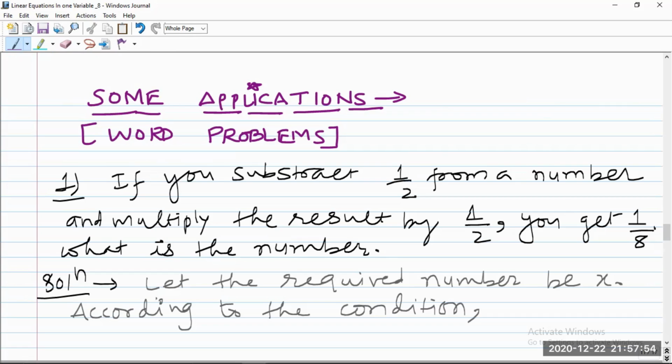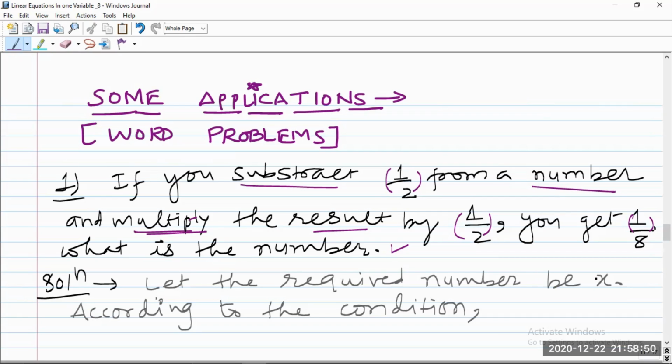The first example given here is, the question will be like this, you can read the sum very carefully to solve such an example. If you subtract 1 by 2 from a number and multiply the result by 1 by 2, you get 1 by 8. So what will be the number? So read the sum carefully. If we subtract 1 by 2 from a number which we don't know, we need to find, and multiply the result, means multiply that subtraction of 1 by 2 from the required number, whatever result we get, that difference is multiplied by 1 by 2. That gives us 1 by 8. That number we need to find here.